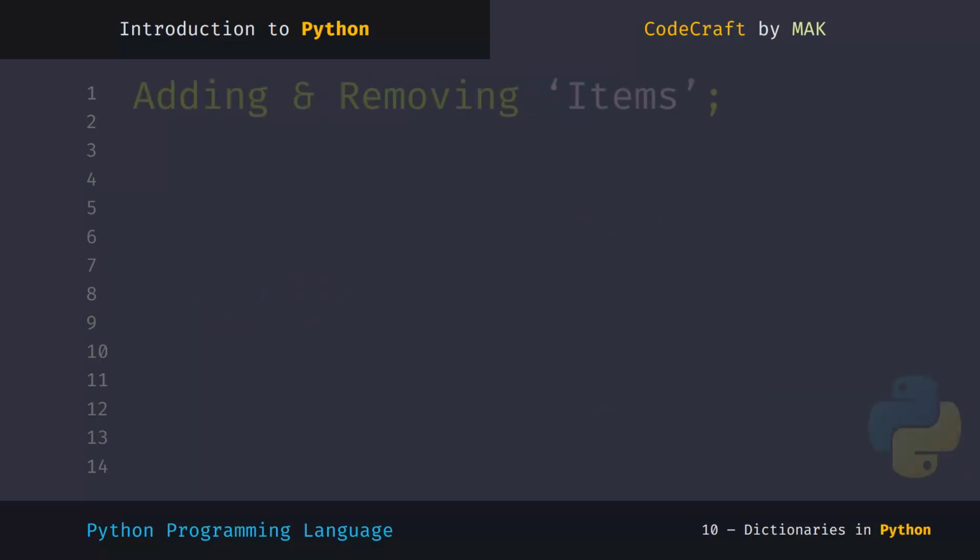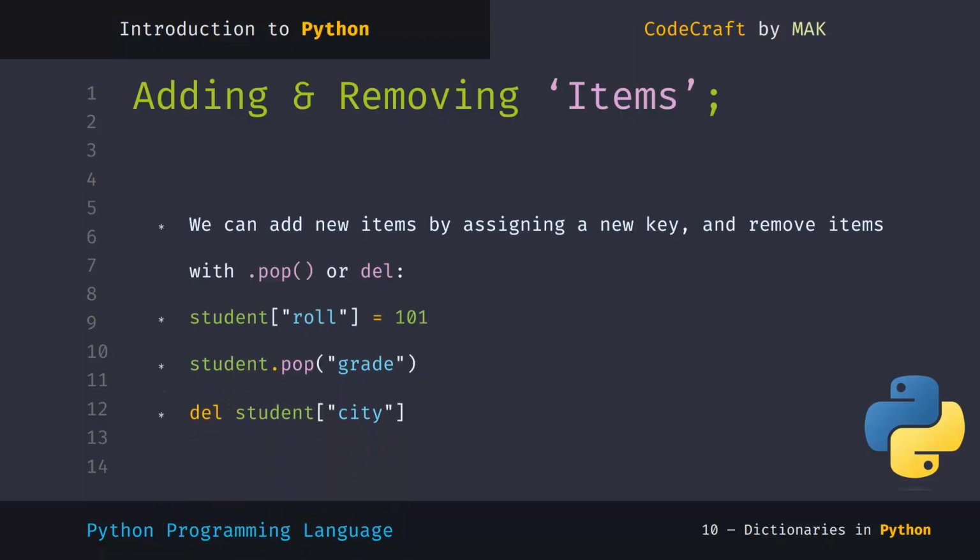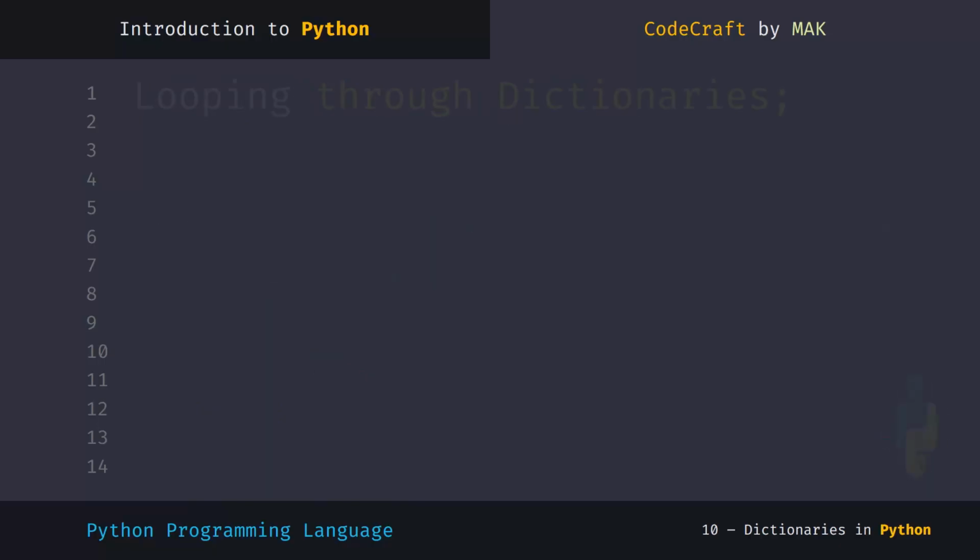Adding and removing items. We can add new items by assigning a new key and remove items with .pop or del keyword. For example, student role is equal to 101, student.pop grade, del student city.